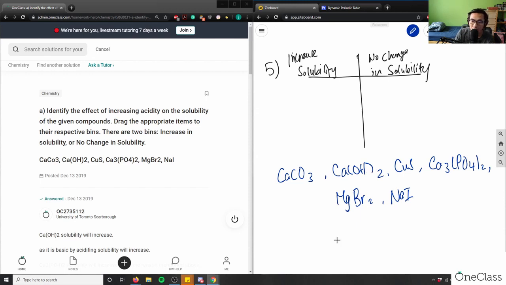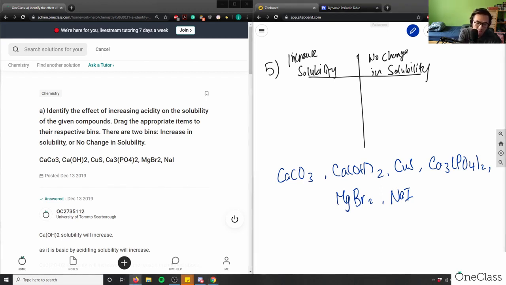So let's look at calcium carbonate here. Calcium carbonate is simply a salt, right? It's made up of calcium and carbonate, right? So if I were to do an acid-base reaction here, I would have something like calcium hydroxide with carbonic acid would give me some type of salt here. And carbonic acid, I believe, would be a weak acid.